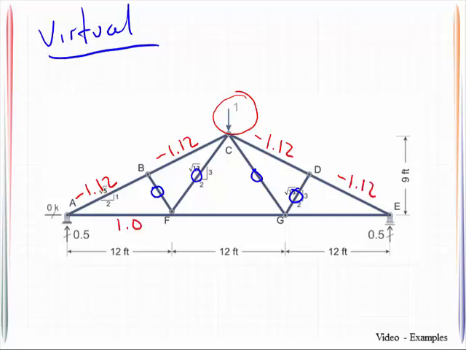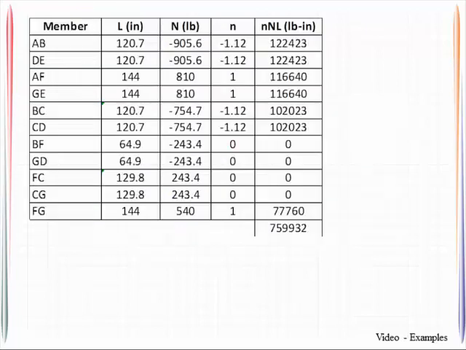And the bottom chords come out to be a positive 1.0. Okay, so we've got the real structure analyzed, we've got the virtual structure analyzed, and we now need to put all that information into a single table. And that's what we have going on here.